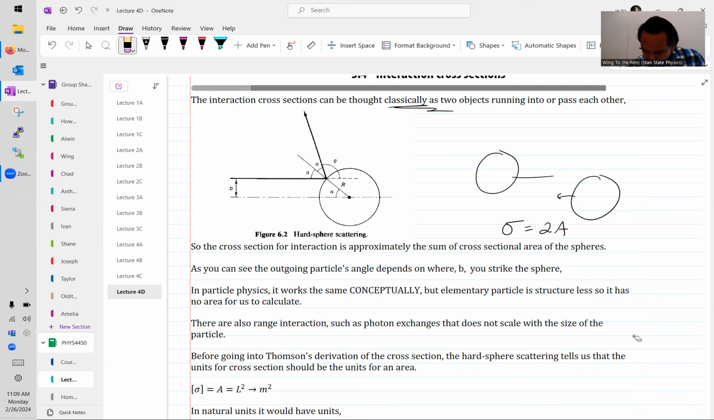Well, the area of, let's say this is called object A and this is called object C, and you'll see why it's called, sorry, object B and object C. Let's do C and D. Sorry, I keep changing the letters. You can think of the cross-section as just kind of the sum of the areas of these objects, because the bigger they are, the more likely they are to run into each other.